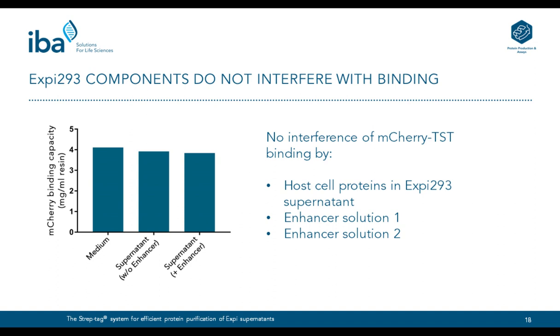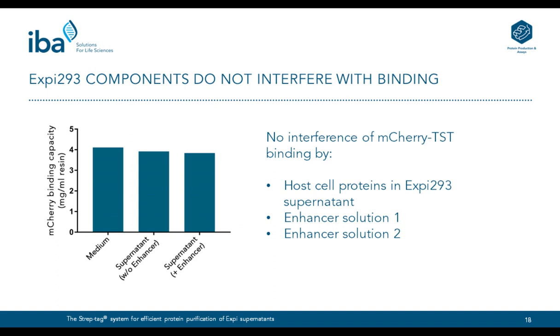However, another question that was interesting for us was, are there any substances, the enhancer solutions or host cell proteins, that maybe interfere with the binding, reducing binding capacity but not completely inhibiting the protein binding? To investigate this, we used pure Expi 293 medium, supernatant, and supernatant where we added enhancer solutions, spiked mCherry protein into them, purified all samples and measured the eluted amount of protein.